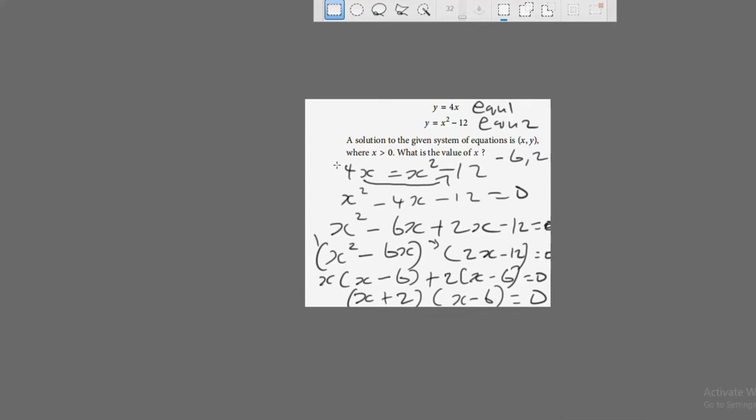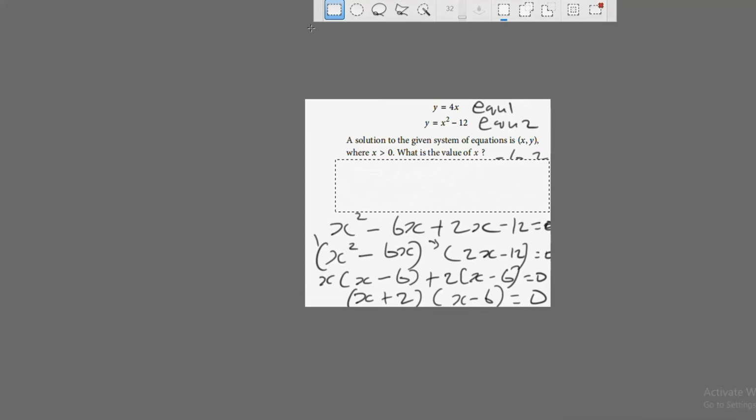Right now you take the common factors, the common values. This will give you x plus 2. This is 2, guys. Let me write it: (x plus 2) in bracket (x minus 6) equals 0. So let me clean up some parts to complete this solution.